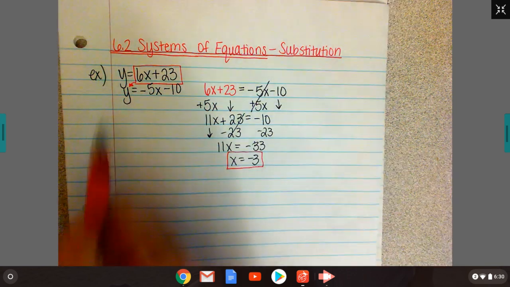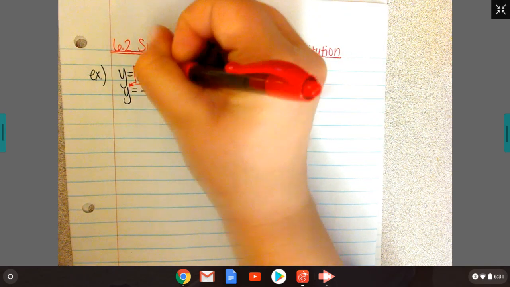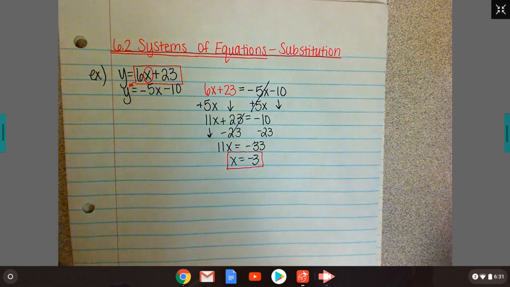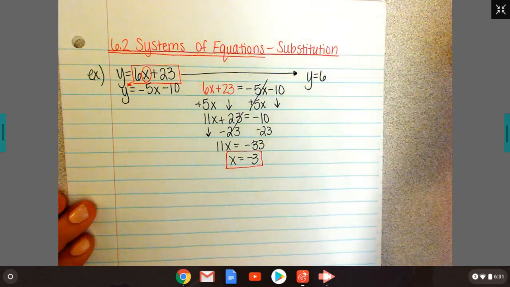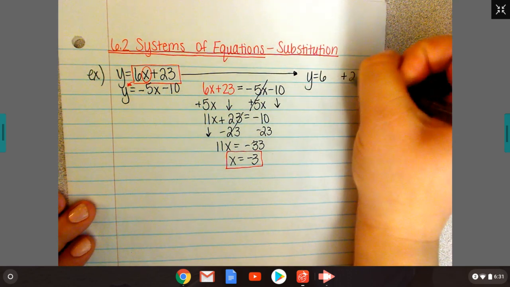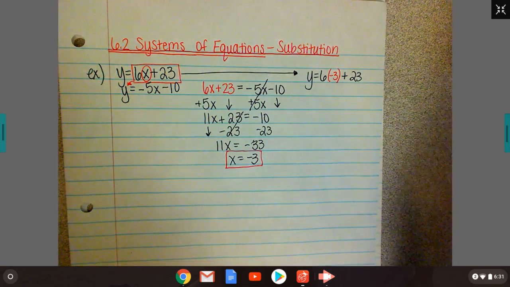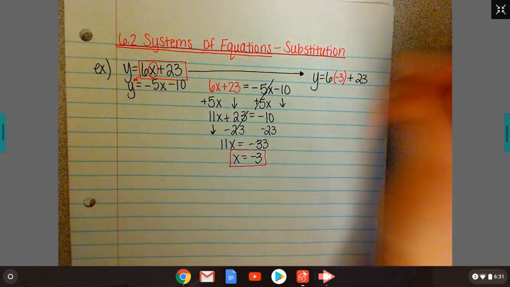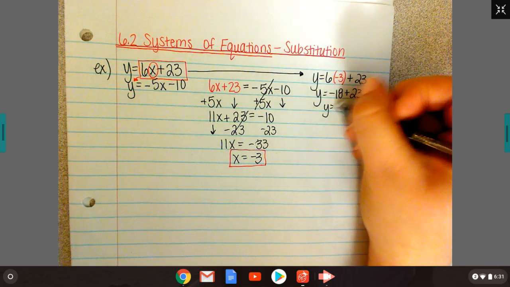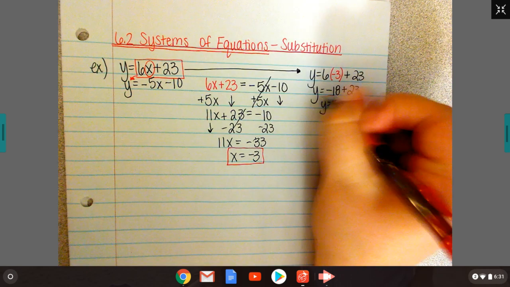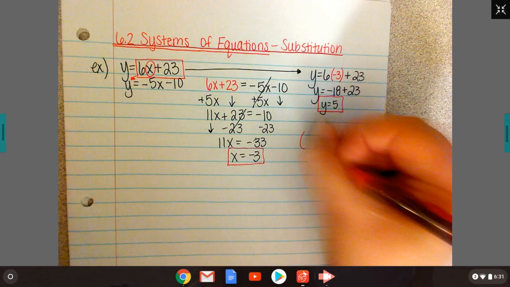I can plug it in for either this x or this x. It does not matter. I'm probably going to just plug it into the first one since I've been using that equation already. So now I'm going to rewrite that as y equals 6, and instead of x, I'll put a negative 3. So y equals 6x plus 23, but x is now negative 3. So we've got y equals negative 18 plus 23. y equals 5. So I've got both coordinates now, my x and my y. So I can write my final answer. The intersection of these two lines is at negative 3, 5.